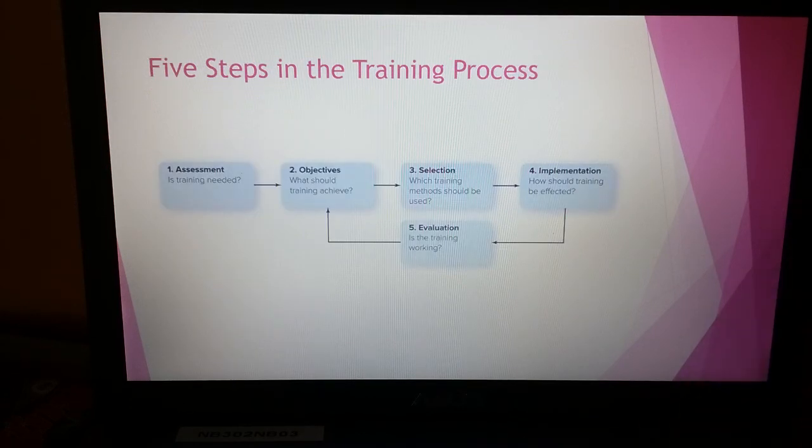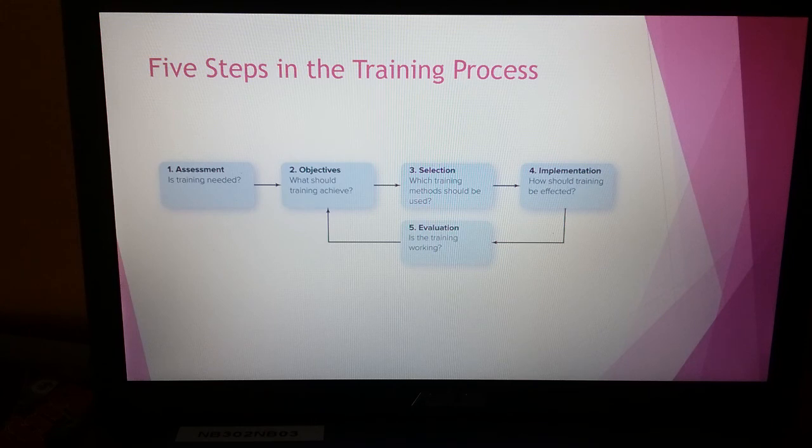Okay, there's 5 steps in the training process. One is determining if the training is needed, and then figuring out what the objectives are, what the training is trying to achieve: increase proficiency on some sort of piece of equipment, increase knowledge about a new product offering, that kind of thing. And then you determine what types of training will be used, and then you implement it, and then you evaluate: does it work? And you go back.